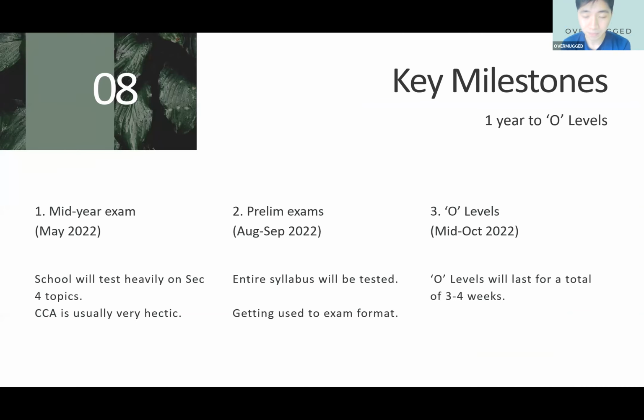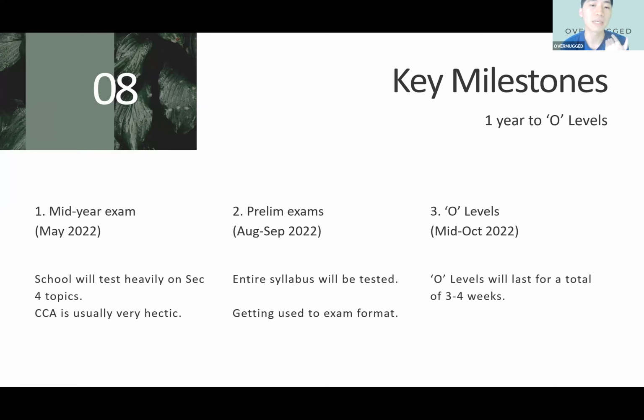Going back to a point earlier made on consistency, try to keep afloat, right? In Sec 4, it's very easy to start drowning, especially if you don't learn redox, electrolysis, GG well, it accumulates. So you want to keep your head up from the very start of the year, okay?